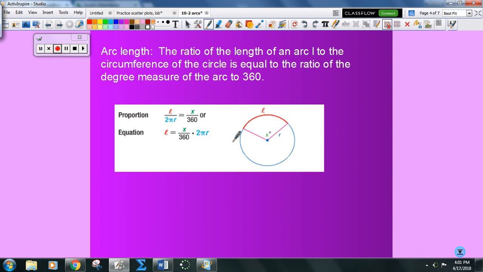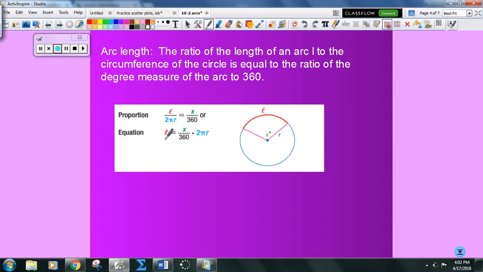Arc lengths. So we've been talking about the measure. The measure is in degrees, and it's equal to the central angle. In order to calculate the length of the arc, we have to take into account the circumference of the circle. So the ratio of the length of an arc, L, to the circumference of the circle is equal to the ratio of the degree measure of the arc over 360, because a whole circle is 360. So it's the proportion L over 2 pi r equals x over 360.